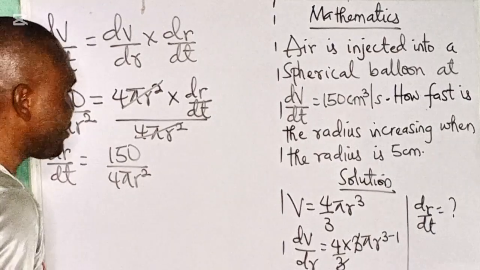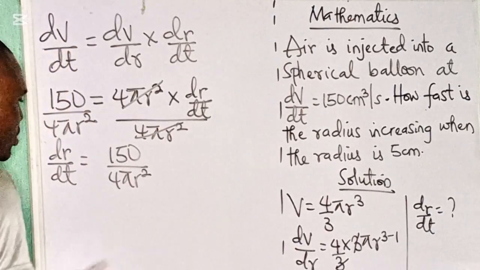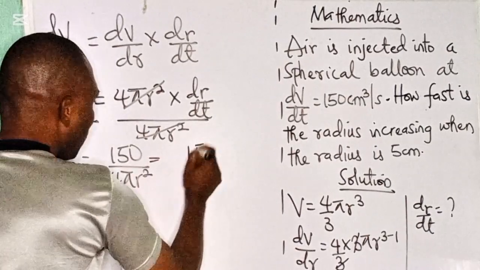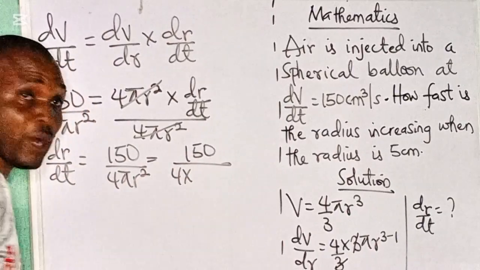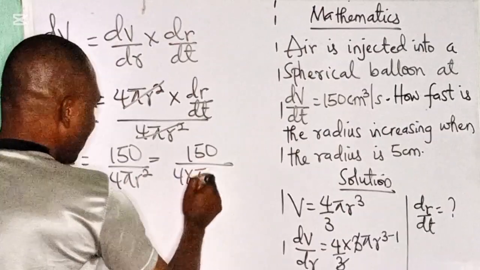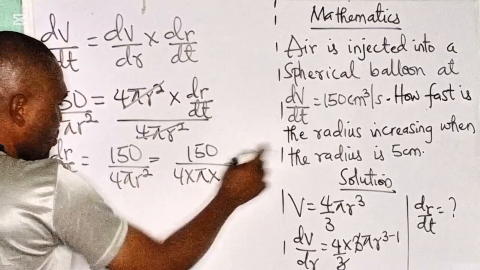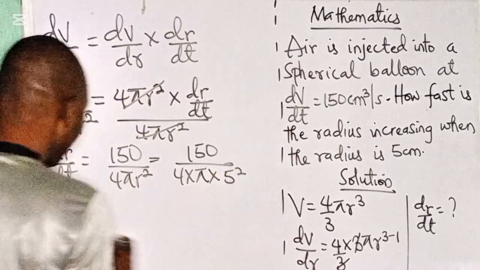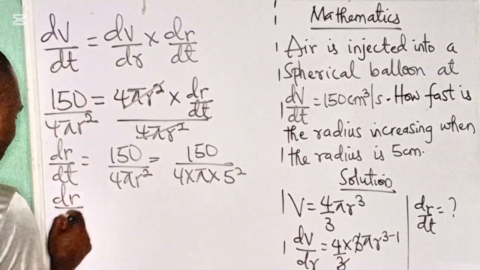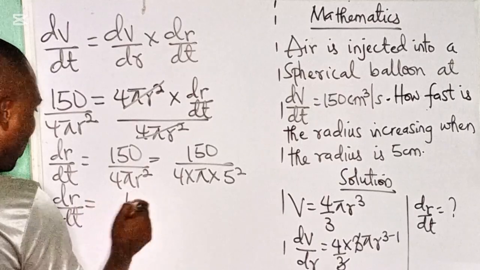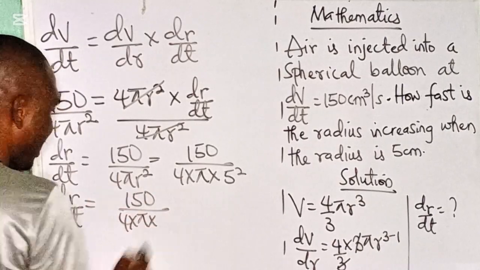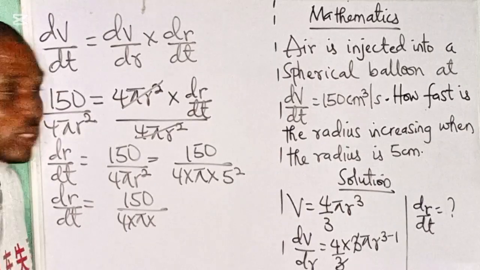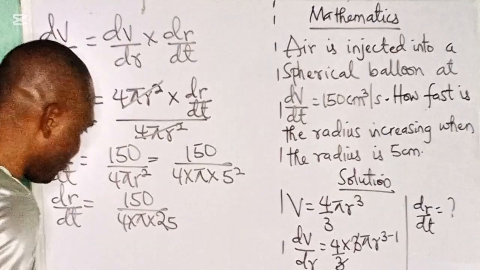Now remember that my radius is 5. So at the end of the day, I'm having 150 over 4 times pi. Of course, pi is not given. So that is pi times my radius, which is 5, so that is 5 squared. So my dr/dt equals 150 over 4 times pi times, now 5 squared is 25. So let us try to divide.